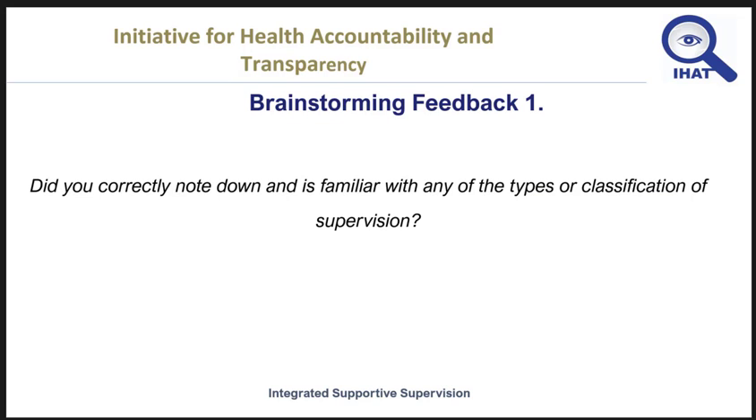During the brainstorming session, did you correctly note down and become familiar with any of the types or classification of supervision that have been mentioned? If not, you can refer back to the PowerPoint presentation to gather more knowledge.